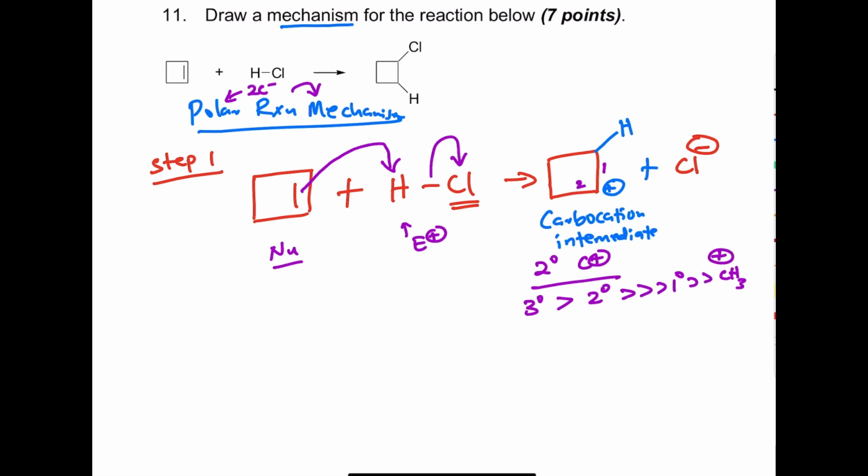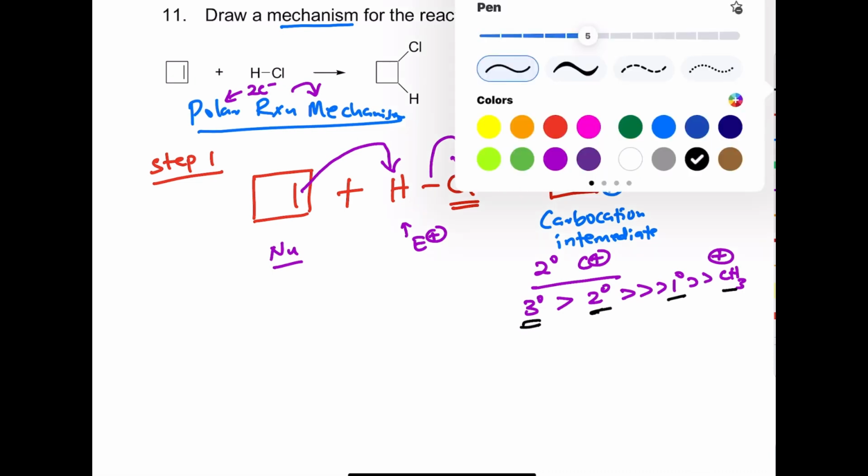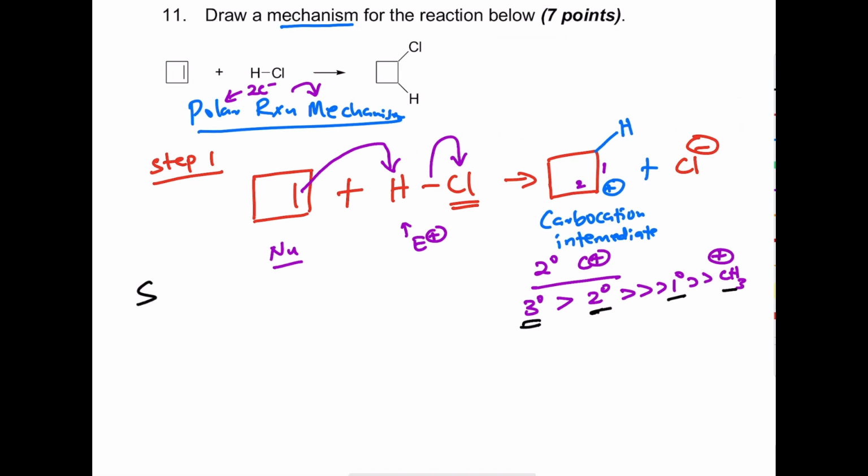The reason for that is because tertiary carbocations have 3 alkyl groups donating electrons by hyperconjugation, which ends up stabilizing the carbocation. Secondary carbocations have 2 alkyl groups that help stabilize by hyperconjugation. Primary carbocation has 1 alkyl group, and then of course CH3 does not have any alkyl group. Now we finish step number 1. Next we go to step 2.